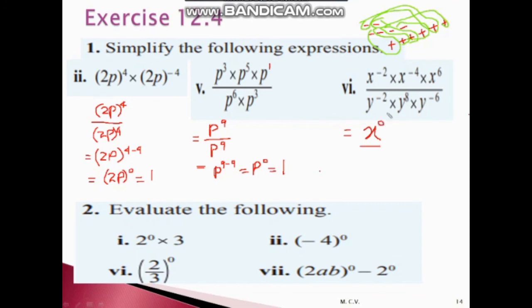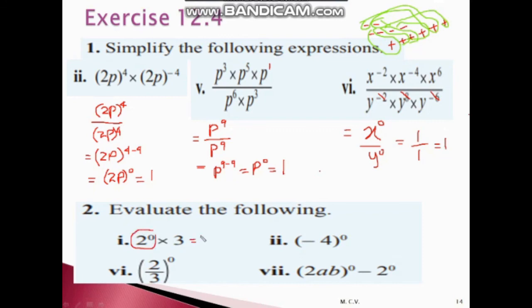Now let's consider the denominator: minus 2, minus 6 and plus 8. Minus 2 and minus 6 means minus 8. Minus 8 cancels with plus 8, then y to the power 0. X to the power 0, 0 index gives 1, y to the power 0 also 1. 1 divided by 1, answer is 1.